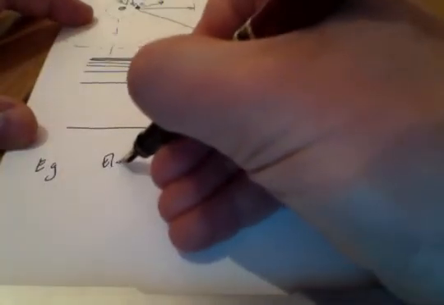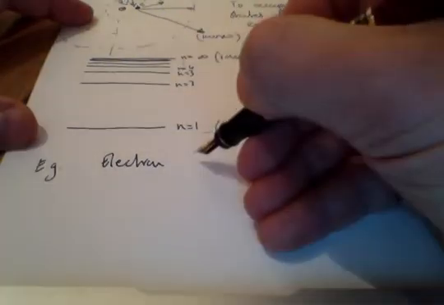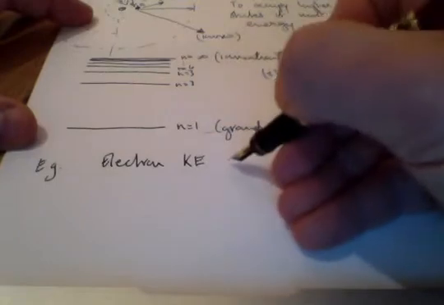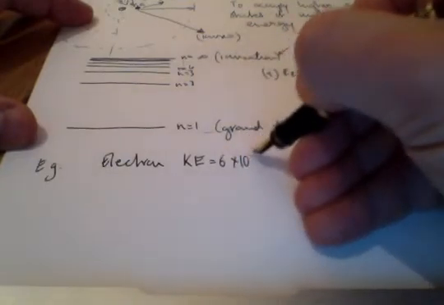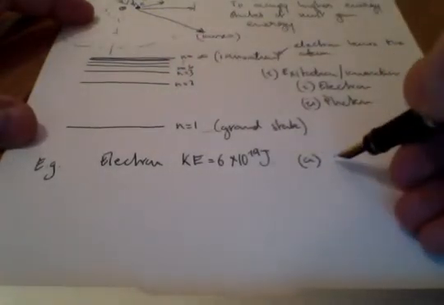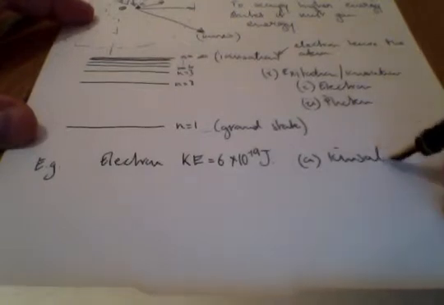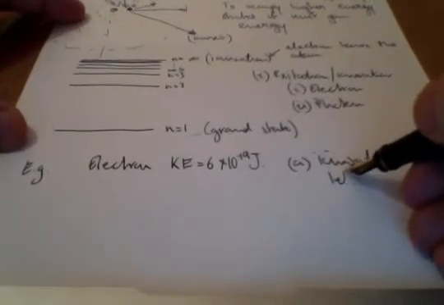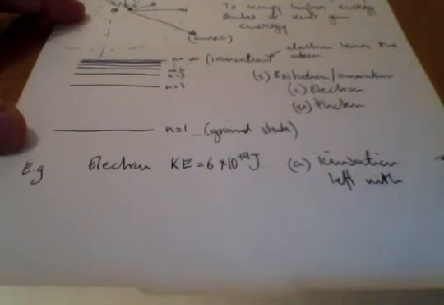Let's say an electron is inbound. Okay, so an example. Okay, we've got an electron. It comes in with a kinetic energy of 6 times 10 to the minus 19 joules. And then in the first instance, it causes ionization and is left with, let's say, 4 times 10 to the minus 19 joules. So it's caused an ionization, it's kicked out the electron completely free from the atom, and it's left with some.